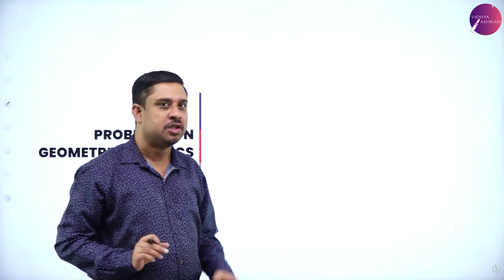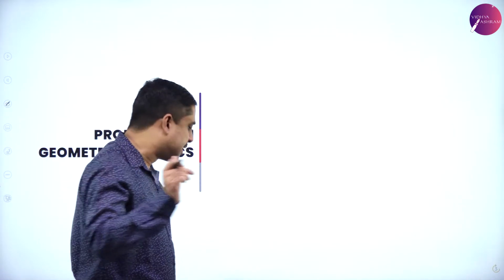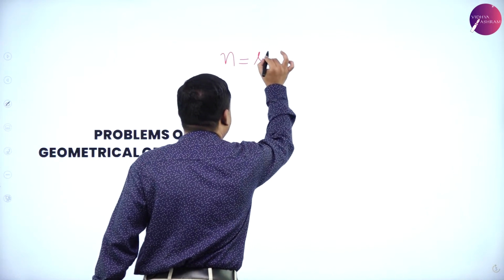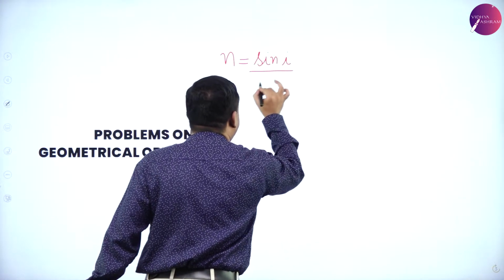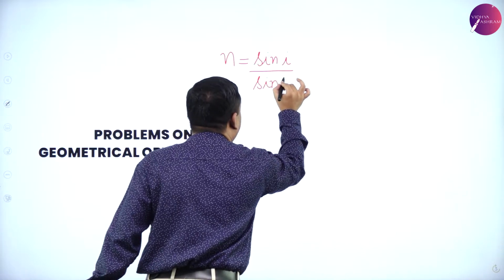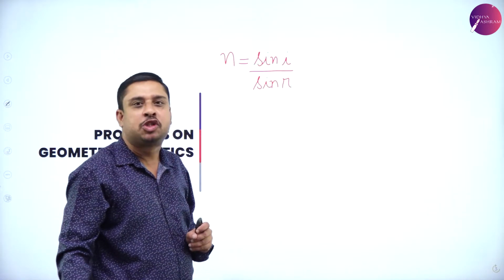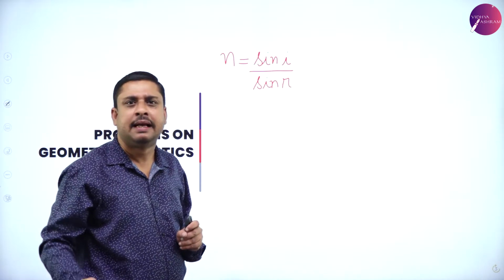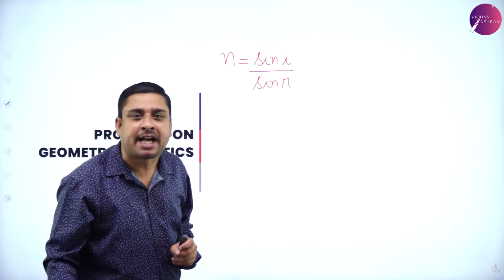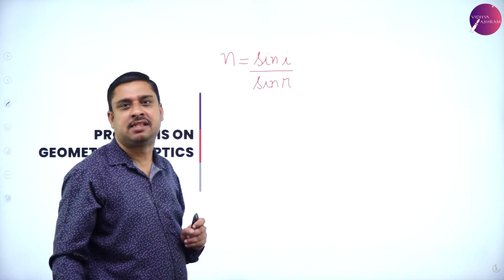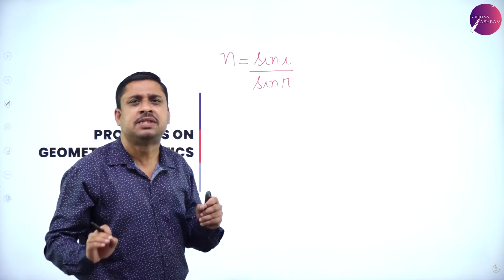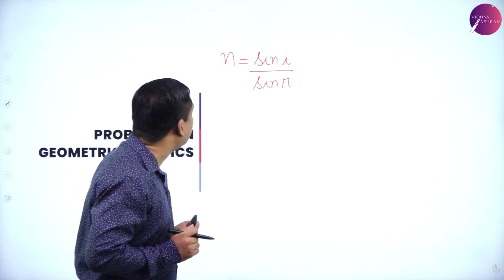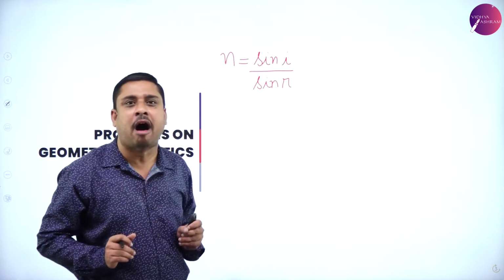Very good. So we know from Snell's law, N equals sin I divided by sin R. My dear students, wherever I solve problems related to refraction through a plane surface, Snell's law forms a very, very important tool. So N equals sin I by sin R.